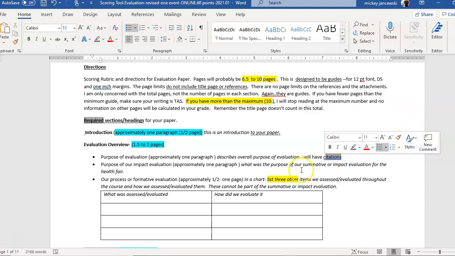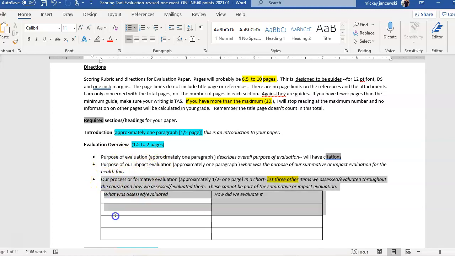Then you're going to say the purpose of our impact evaluation. That's about a paragraph. What was the purpose of our summative or impact evaluation for the health fair or event that we had? Then those two are impact. Then this is the only section in the paper where we talk about process or formative evaluation. So in this section, you're going to either do a narrative or a chart. I prefer a chart. It's easier to read.